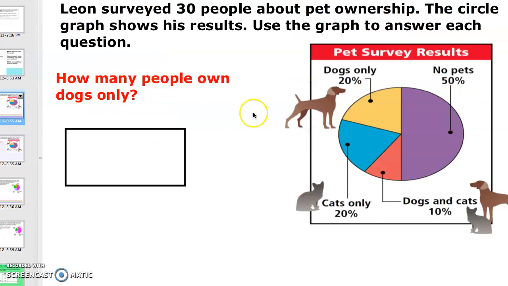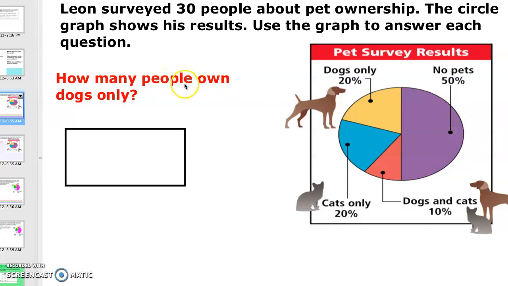So here's another circle graph, and thankfully this one has a title. That's what we really want. I'm not sure why the last one didn't. It says pet survey results. They surveyed 30 people about pet ownership. So 20% of the people surveyed only have dogs, 20% only have cats, 10% have both dogs and cats, and 50% have no pets.